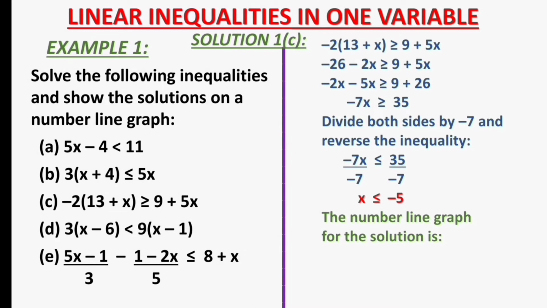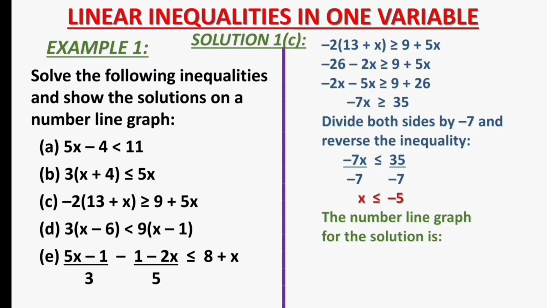Let's see the solution to question 1c. To solve the inequality -2(13 + x) ≥ 9 + 5x, we remove the brackets and collect our like terms. In doing this, we will get -7x ≥ 35.